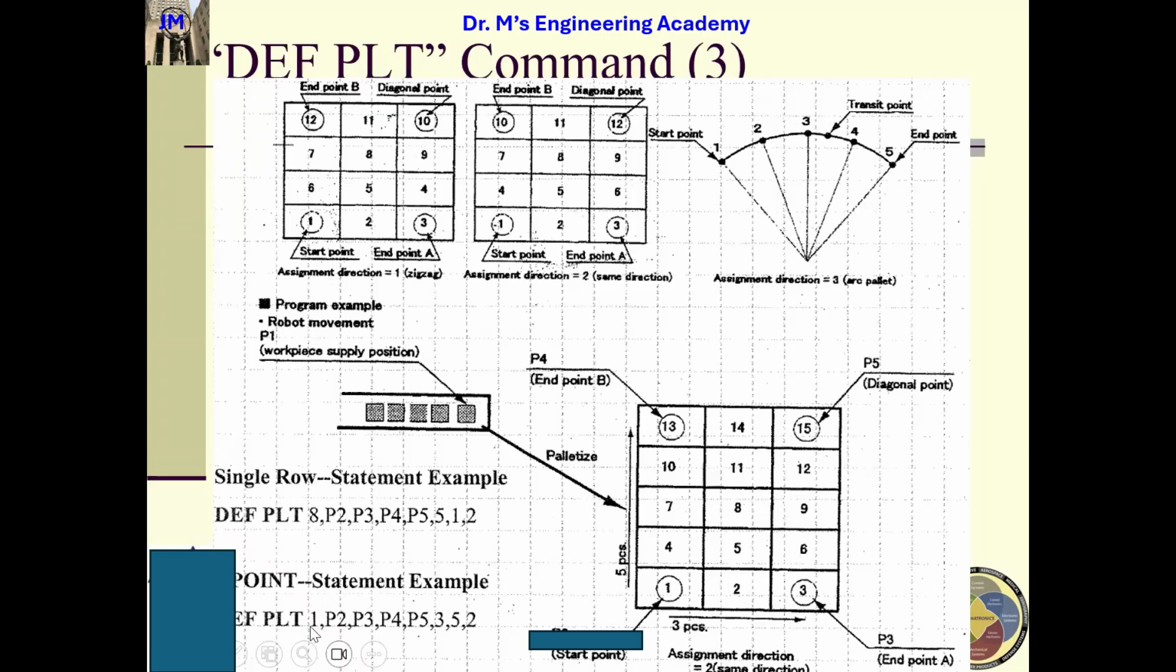That's the reason I define this one as palette P1, palette 1, P2, P3, P4, P5. In the first direction, I have 3 pieces. In the second direction, I have 5. For the direction, for each of these zones, I use 2. That means I use the same direction from the left to the right.